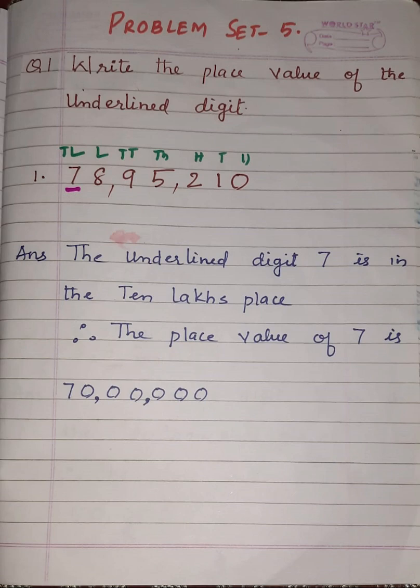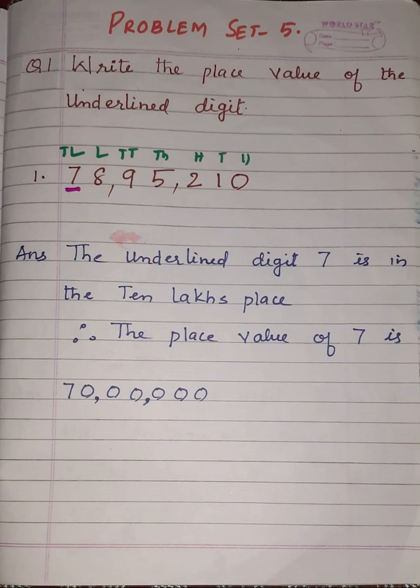Okay children, now in this question 78 lakhs 95,210, the digit underlined is 7. Okay children, so when you observe it clearly you will come to know that the digit 7 is in the 10 lakhs place. Okay, digit 7 is in the 10 lakhs place. That means the place value of digit 7 is 70 lakhs.